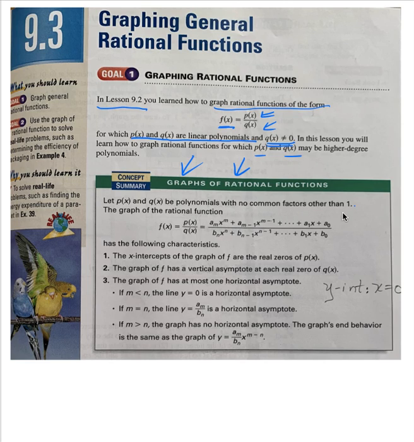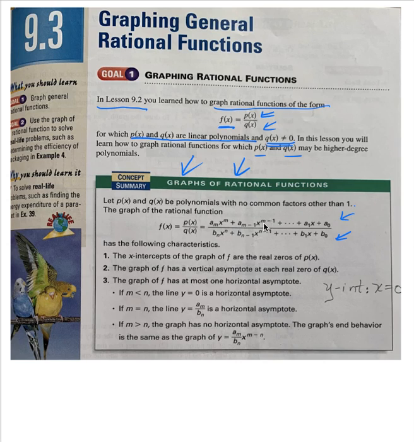So in other words, if you've got a polynomial up here and a polynomial down here, and you're able to factor them out and they have any common factors, before you start graphing, you want to simplify your rational function before you start trying to do that. And that's what they're talking about there.